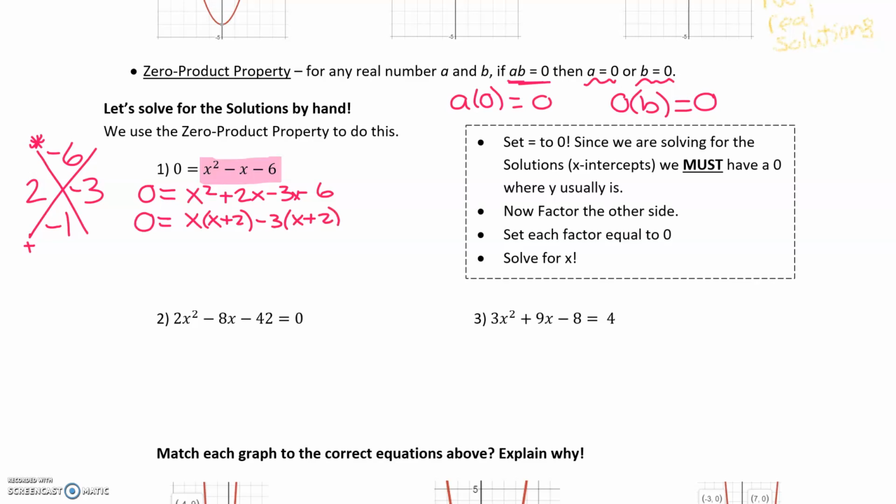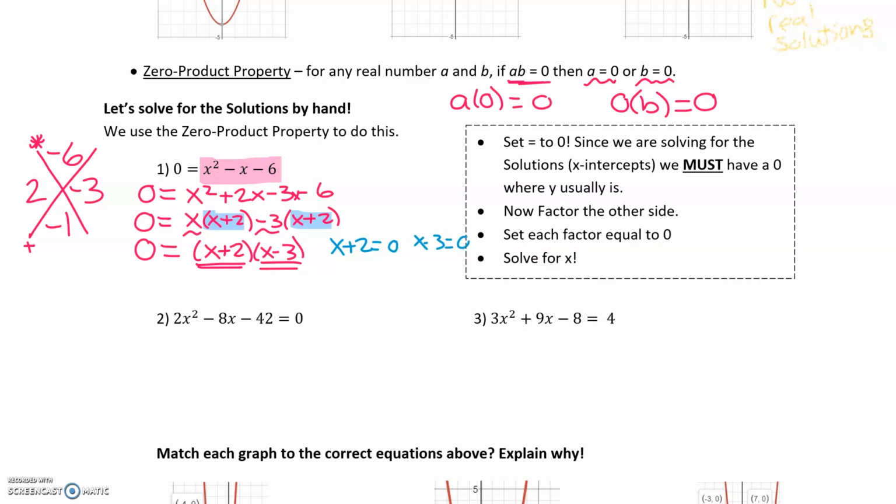Now I see the GCF here of the x plus 2, so we're going to factor that now to the front. So there's that GCF. And what's left is my x minus 3. So this is all what we did last unit, except for the equal to 0 part. So now that I know it's equal to something, and it's specifically 0, we can take each one of these factors and set them equal to 0 individually. So I'm going to say x plus 2 equals 0 and x minus 3 equals 0.